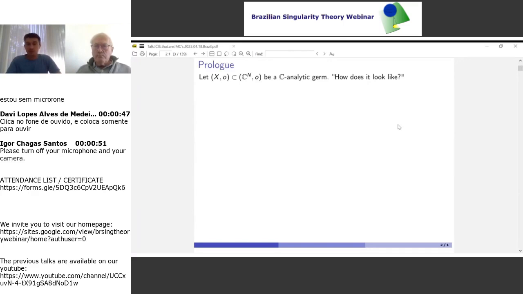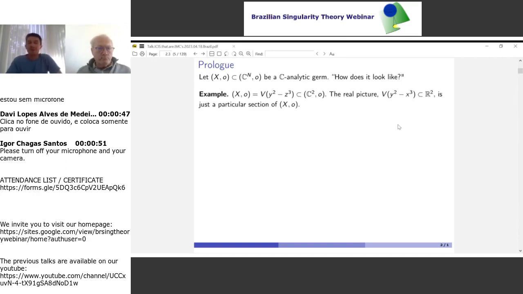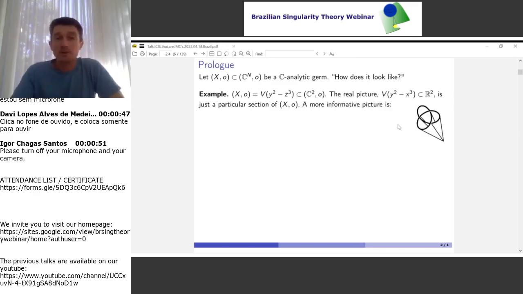Take a complex analytic germ inside C^N, and the most naive question is: how does it look? For example, in the simplest case, suppose you have a planar cusp, a plane curve singularity. Usually people just draw the real picture, but of course this only distantly resembles the actual picture. It is just a particular real section of the complex germ.